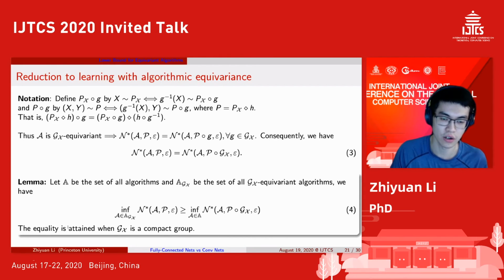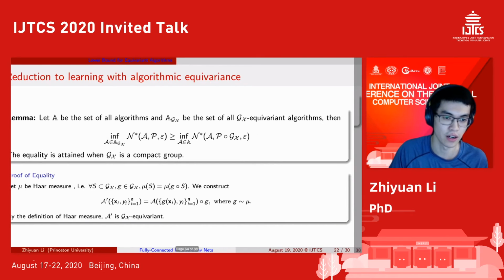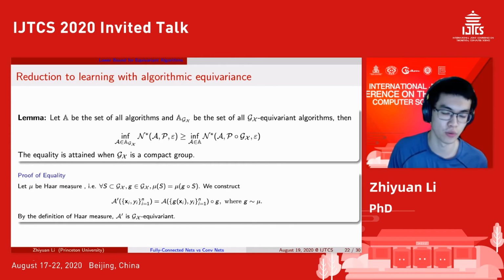And we can also show that the equality is attained when G_X is a compact group. Here, compact means the topology of this group is compact. So it includes groups such as finite groups, orthogonal groups, or special orthogonal groups. One of the most important implications of a compact group is that we can define a Haar measure on it, which essentially means we can think of it as a uniform distribution on the finite group.